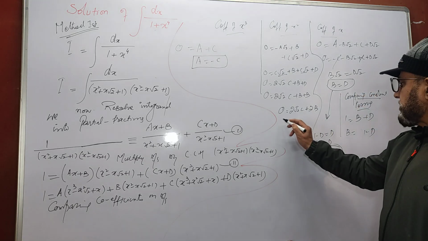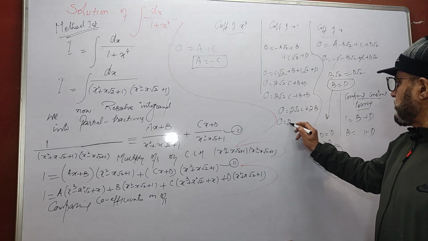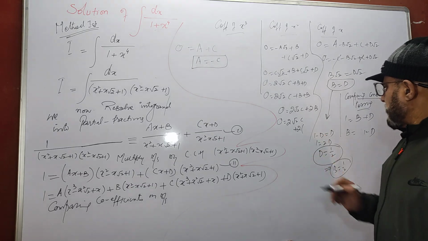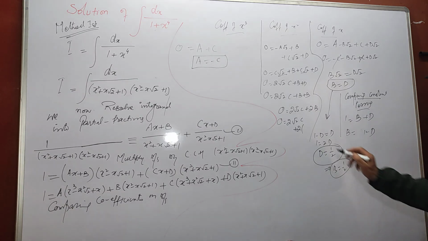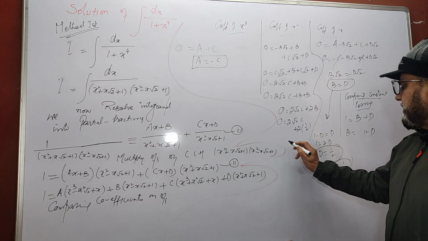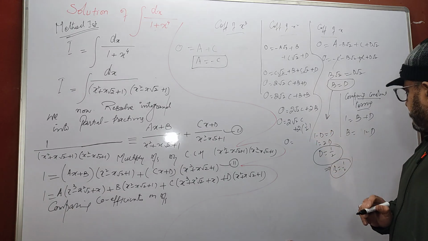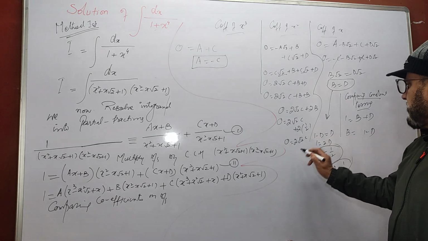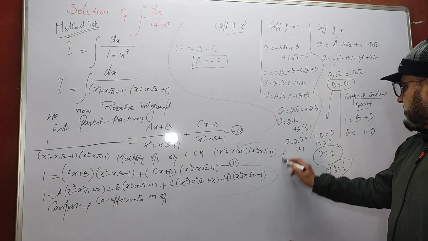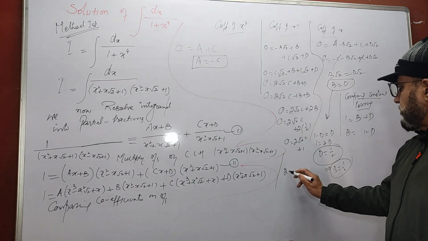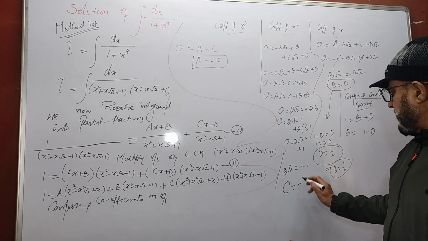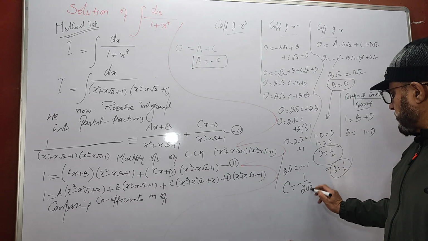Let us see what happens. 0 is equal to 2 root 2c plus 2 times, what is my b? B is 1 by 2. I can use 1 by 2. That gives me 0 is equal to 2 root 2c plus 1. This gives me 2 root 2c is minus 1. So c gives minus 1 by 2 root 2. Underline this.